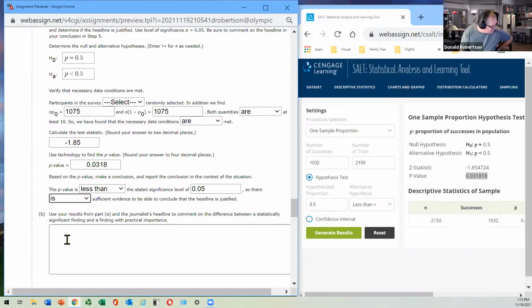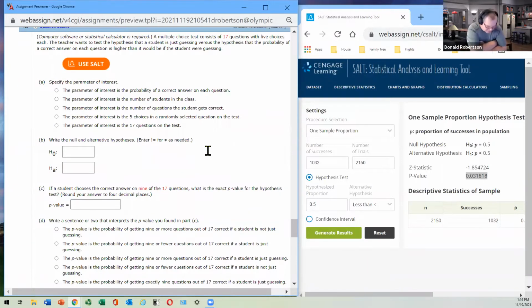So in that sentence there, you could write down, yeah, it's statistically significant, but not that important, right? A couple of percent shy of 50% isn't a major deal. It just means it's not quite a half, but it's darn close. So that's the kind of sentence I would be putting in here.